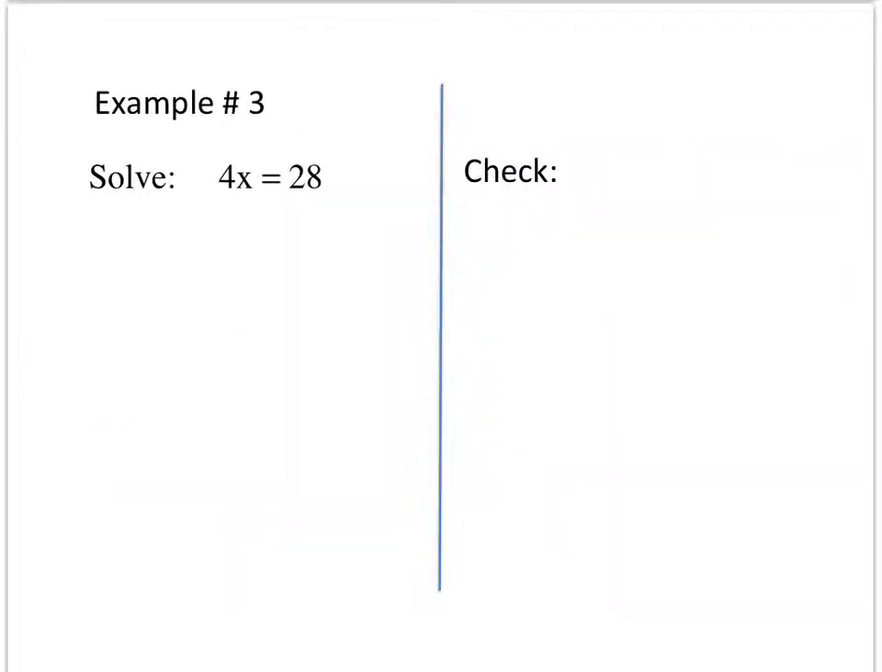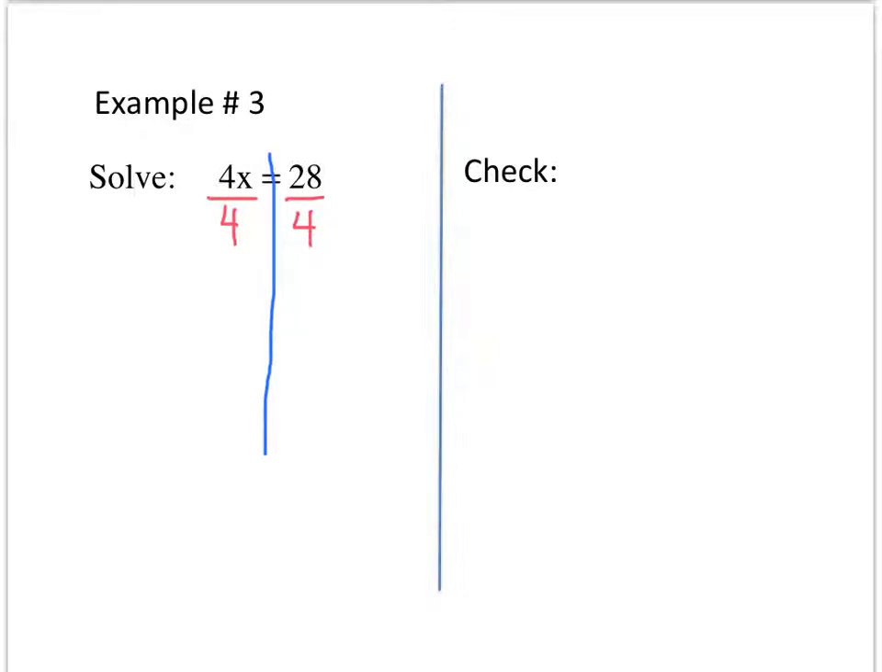This time we notice that I have a different operation connected to x. I again want to get x by itself to solve, but this time we have 4 times x. Remember, if there's nothing written beside it, I assume that it's multiplication, and the inverse of multiplication is division, so I'm actually going to apply division to both sides. But again, I'm going to go ahead and drop that line down the middle. I'm going to apply the inverse of multiplication by 4, which is division by 4.